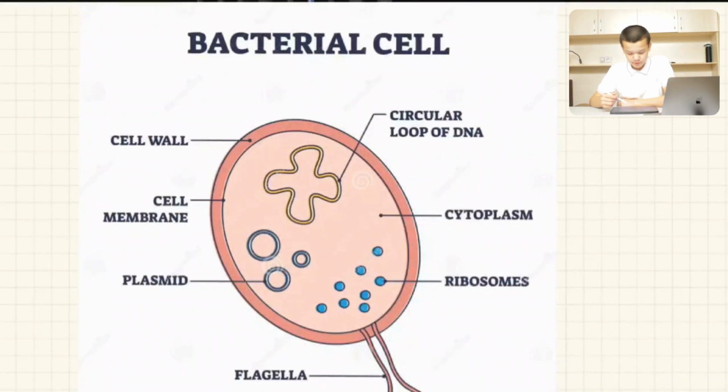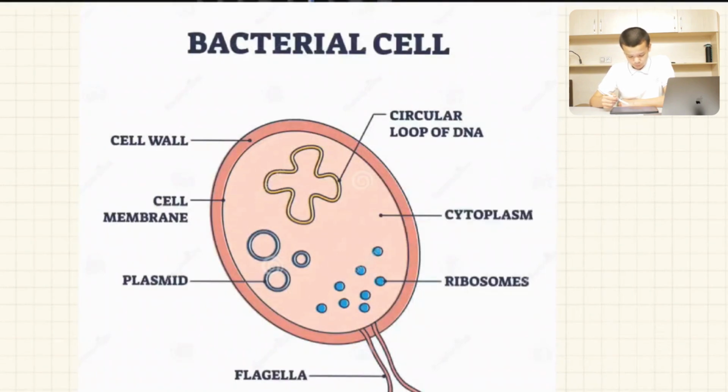Now, let's look at the bacterial cell. Bacteria, the third kingdom. Bacteria are very small unicellular organisms, which are smaller than plants and animals, and they have a simpler structure because they don't have a nucleus, and it's called prokaryotic. And their DNA is found as a circular loop of DNA in the cytoplasm, as you can see in the diagram. It has a cell wall made of peptidoglycan, which helps to maintain its shape.